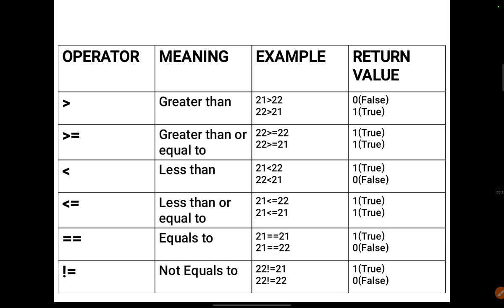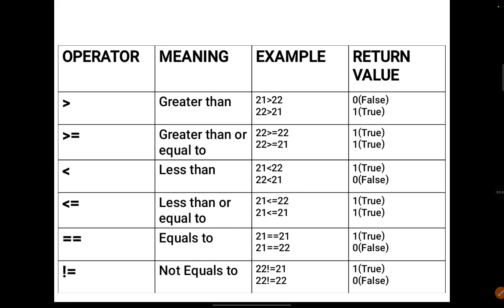Less than symbol. 21 is less than 22. It is true, so it returns 1. 22 is less than 21. It is false, so it returns 0. Less than or equal to: 21 is less than or equal to 22. It is true, so it returns 1. 21 is less than or equal to 21. It is true, so it returns 1.